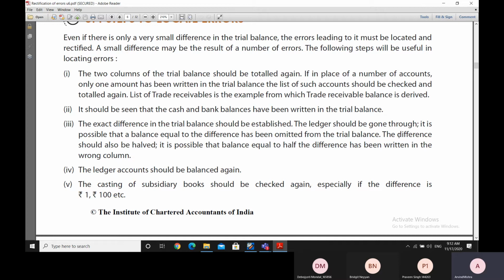Another thing that can be done is that whatever difference is there in the trial balance, we should halve it. It is possible that the balance which is equal to half the difference has been written in the wrong column. That is why we halve the difference and then check whether it tallies with any account. Because if there is a 2 rupees balance in any account and it is not written on the correct side, it will lead to a 4 rupees difference in the trial balance. So this halving strategy can be useful in detecting any account which has been entered on the wrong side.